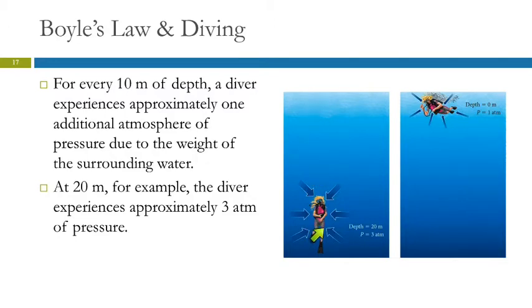At 20 meters, you've gone below the surface 10 meters and 10 meters. Each 10 meters, the pressure increases by 1 atmosphere. The pressure was 1 atmosphere at the surface. You go down 10 meters, now you've got 2 atmospheres. You go down another 10, now you've got a pressure of 3 atmospheres. That's 3 times the pressure that you have at the surface.